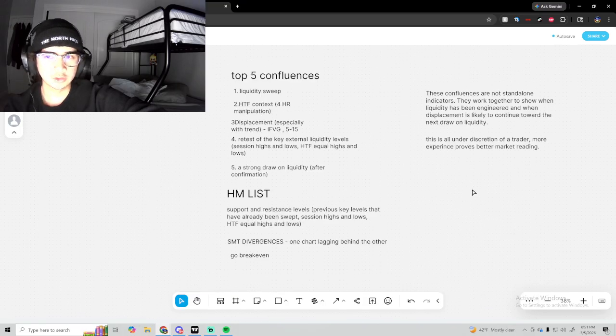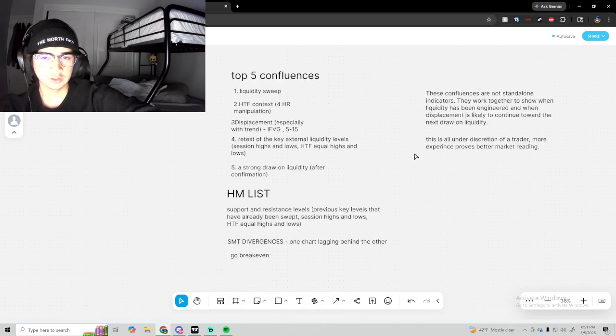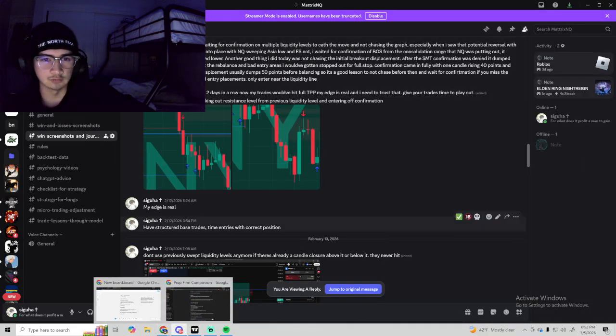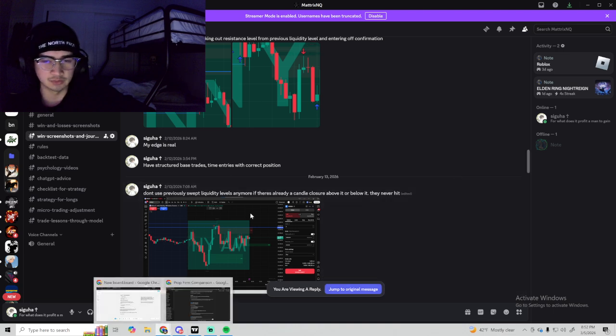And this is my strategy. This is what I've been using for the past 3 months. This is what I figured out actually works. I don't have a mentor. I was never taught by anybody, but this is what I know works, and I have so much data backing this up. I have so many screenshots in this server that I made by myself. This is a journal server. This isn't even a public server. This is my journal right here.